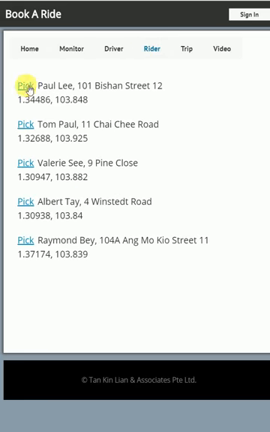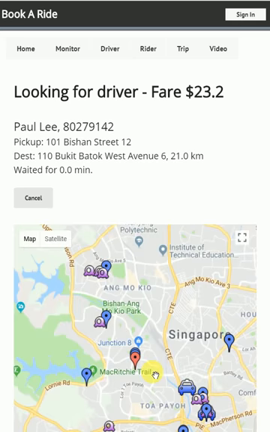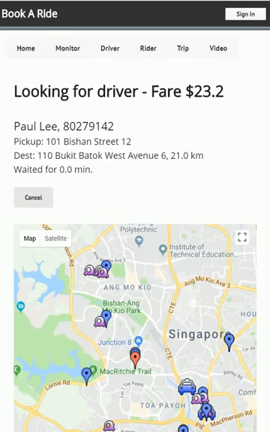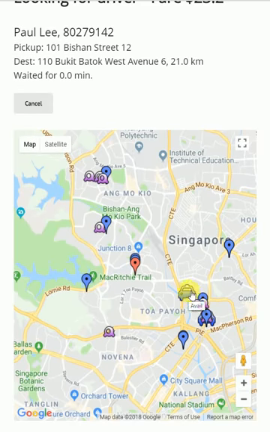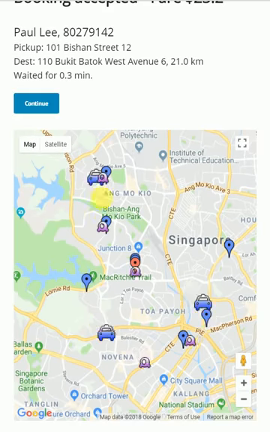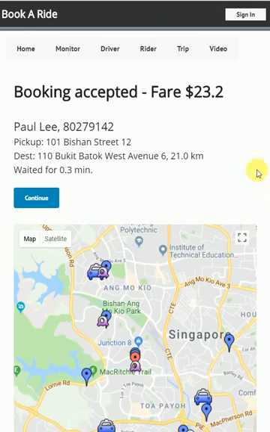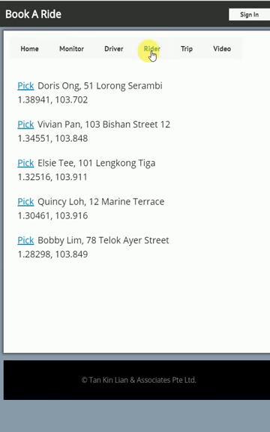This time it is Paul Lee in Bishan Street. Paul is here. There are a few other customers nearby, all in blue, also waiting for taxis. The free taxis are shown here. Paul has already received a confirmation of the booking in 0.3 minutes. That's a very good outcome. Let's take a look at one last one, and this time we're looking at Vivian Pang.